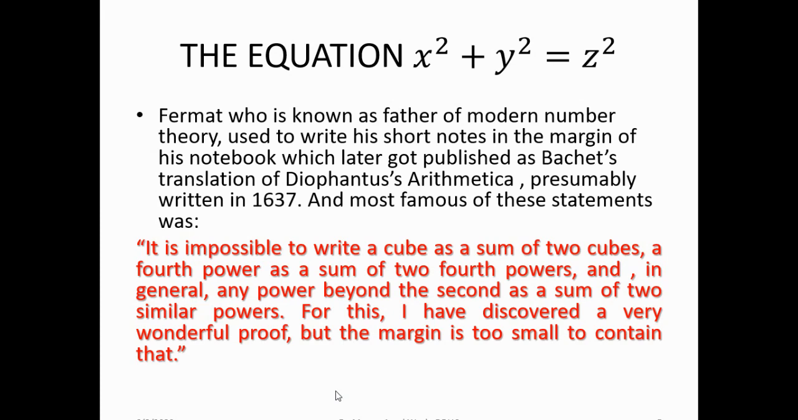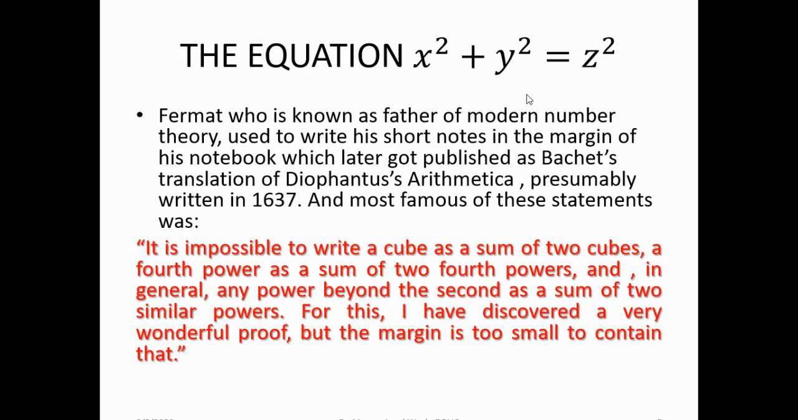We already know about the equation x square plus y square is equal to z square. You can remember that we studied such an equation when we were studying Pythagoras theorem in school. According to Pythagoras theorem, if you have a right triangle, then the square of the hypotenuse is equal to the square of the base plus the square of the perpendicular. So this is like that.